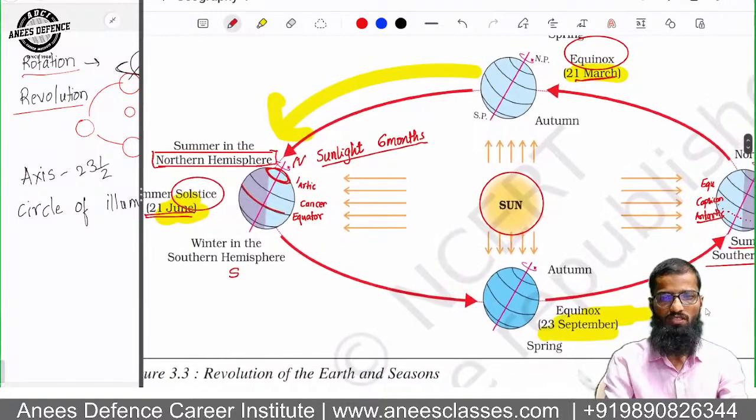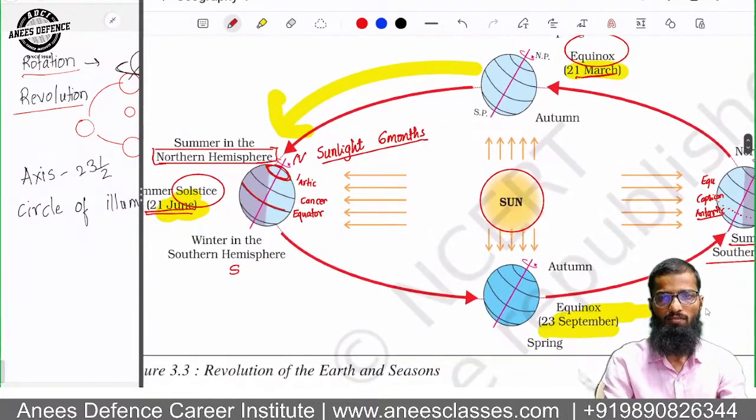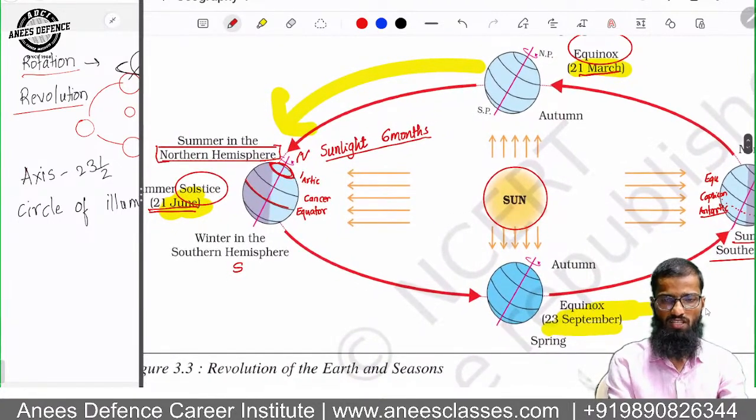Now look at this diagram. If you look at this diagram, these two things: equinox literally means equal nights. So obviously you will have 12 hours night and 12 hours day. So you will have equal days and equal nights. This phenomenon occurs twice a year. So it will be on 21st of March and 23rd of September. So these are called equinoxes. Is it clear?